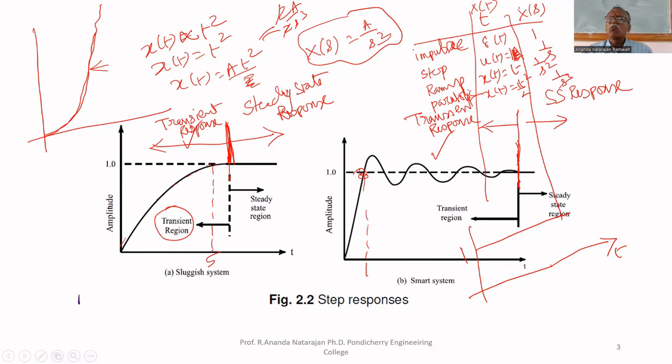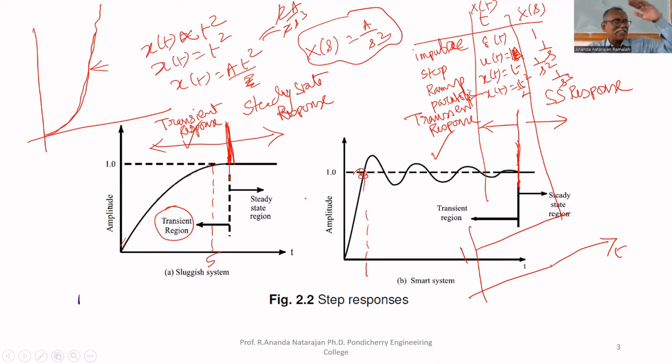You understand this? Most of the time we will apply only impulse and step. Rarely we will apply ramp and parabolic. Another signal we will apply is sinusoidal. Sinusoidal input will be applied to the system. If you want to do frequency response analysis, we will give sinusoidal input. That also we will see later.